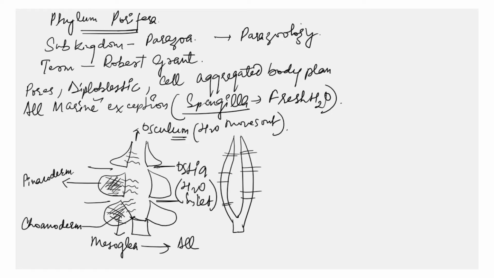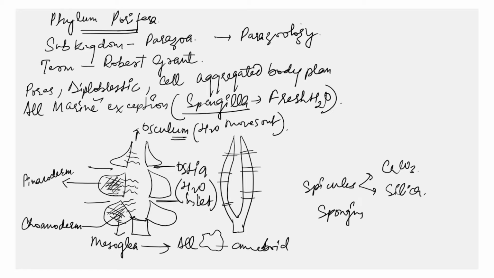Here you have all the cells which perform the digestive, nutritive, or reproductive functions, you name it. Actually, most of the cells here are amoeboid cells only, so that they can move here and there in the mesoglea, which is a jelly layer. The strength to the sponge body wall is given by spicules, which could be made up of calcium carbonate, so they are called calcareous spicules. Could be made up of spongin fibers also.